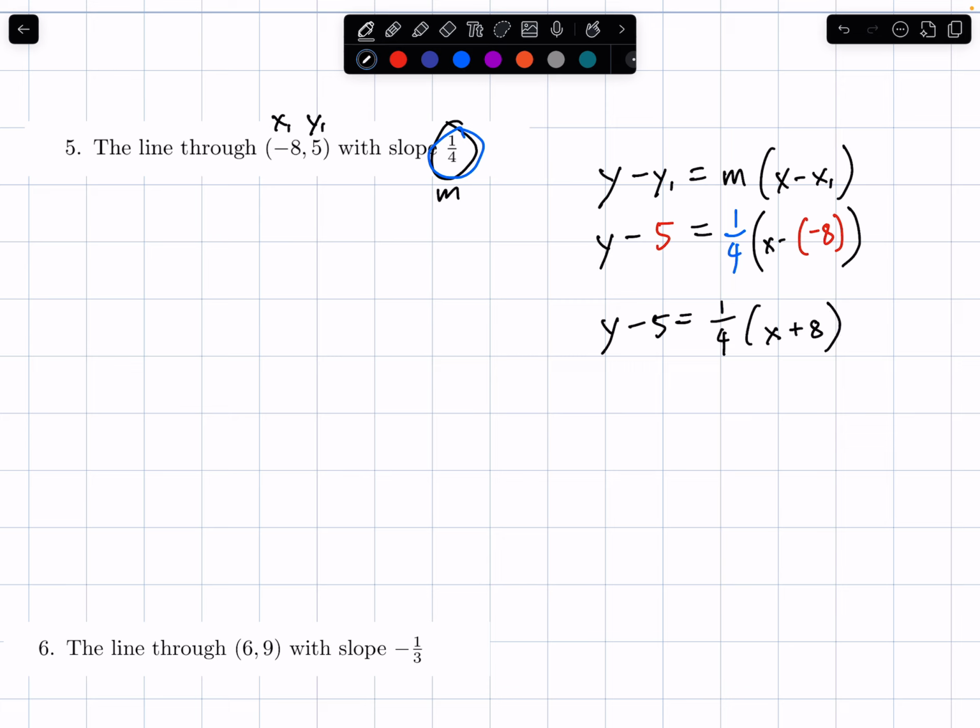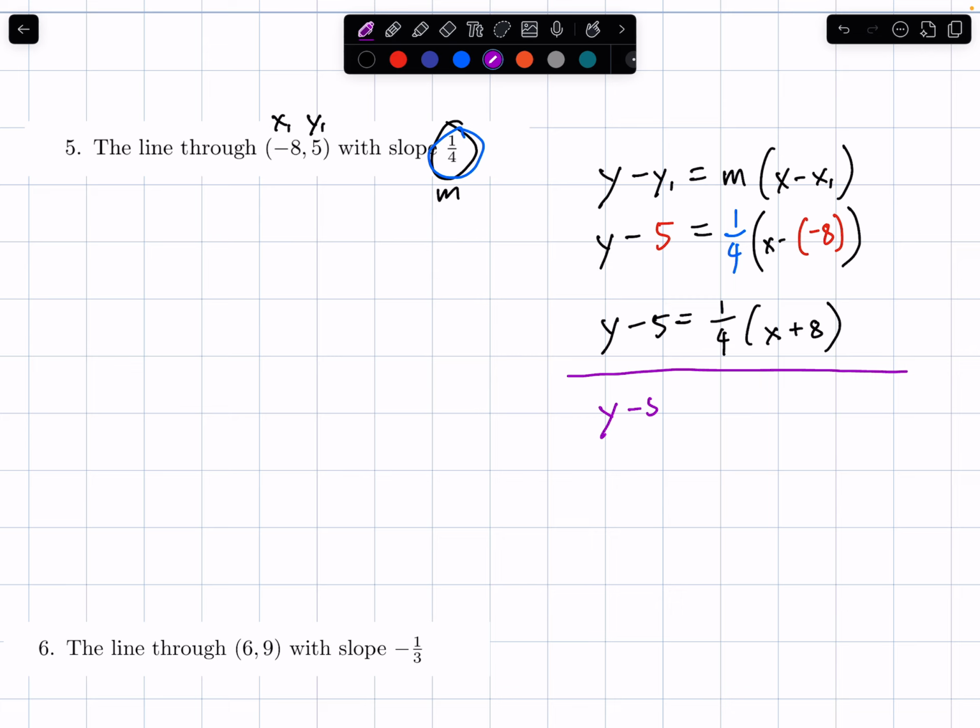Okay, the directions said I should change that to point-slope form. I'm sorry, I said the wrong thing. I mean slope-intercept form. So how do I do that? Well, I just distribute this slope and then get y by itself. There's 2 steps. So distribute the slope first.